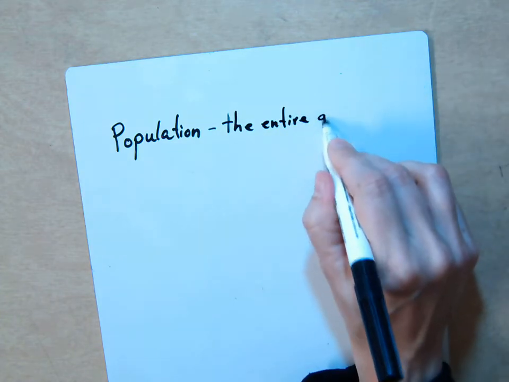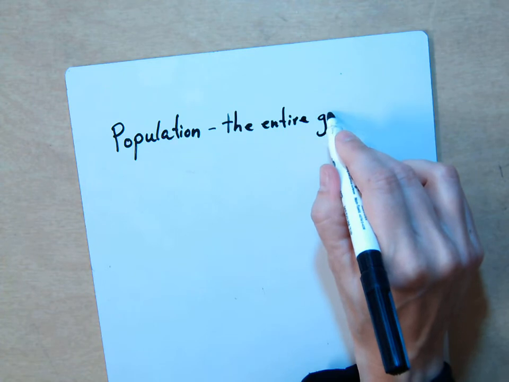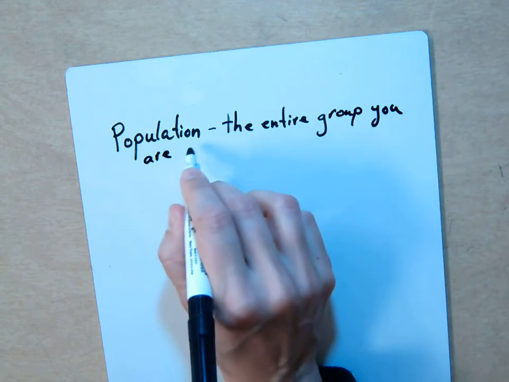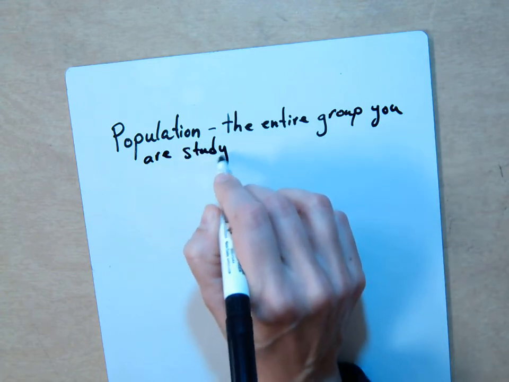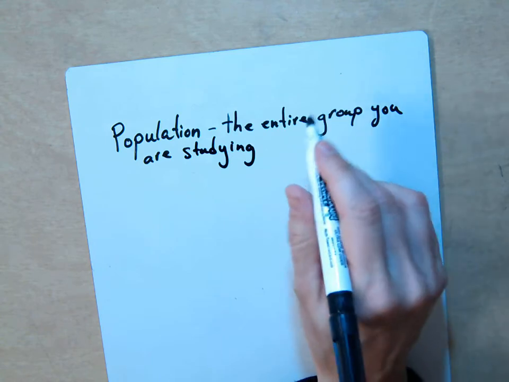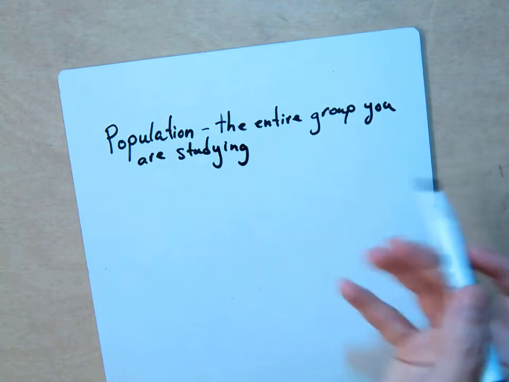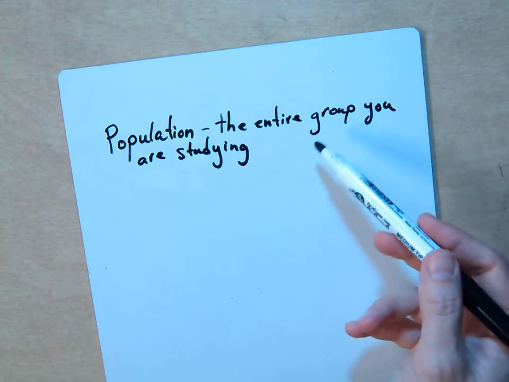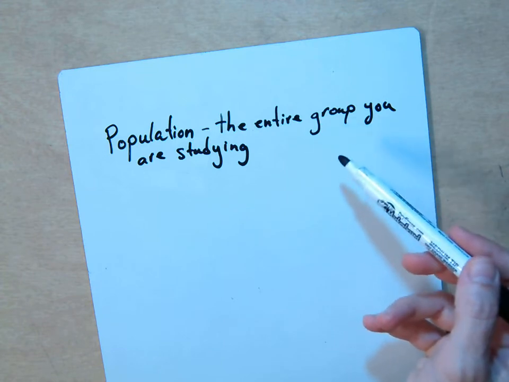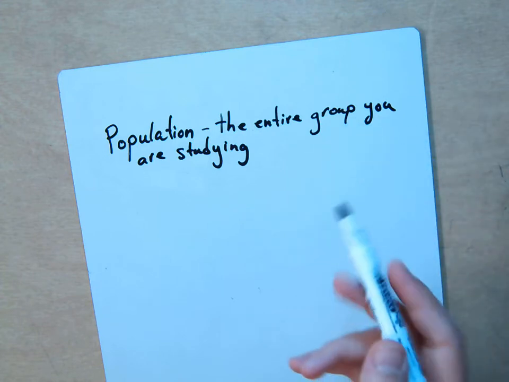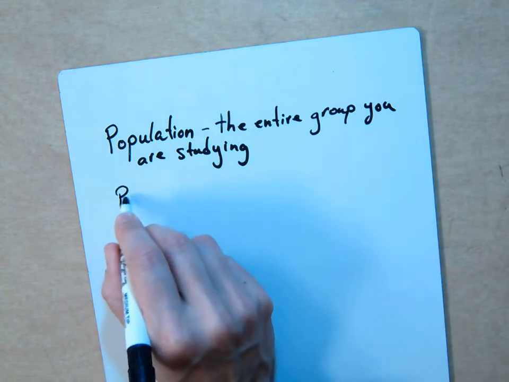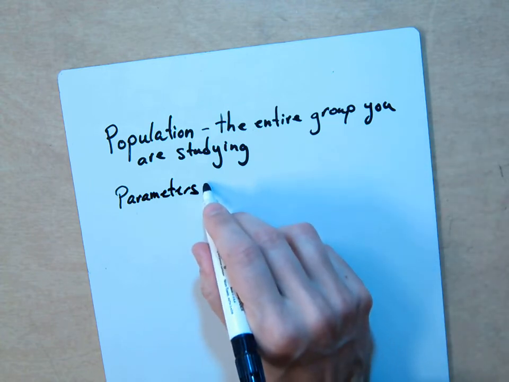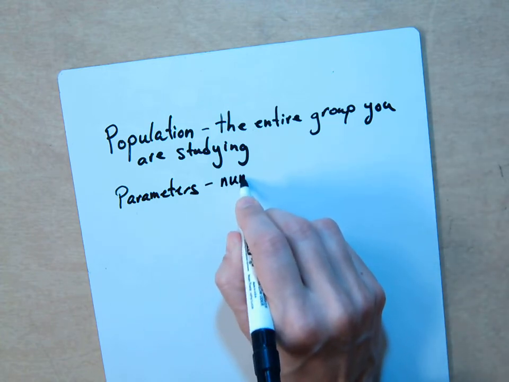It might be the population of the United States, the entire group you are studying. It might be all the animals in a zoo. The entire group you are studying, and you're trying to figure out something about your population. So let's just say, for example, the population is this classroom, the students in this classroom, the entire group you're studying. Then a parameter is some kind of numerical summary about the population.